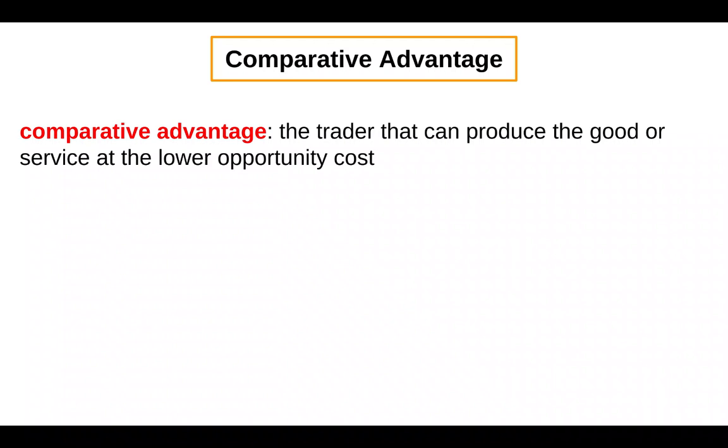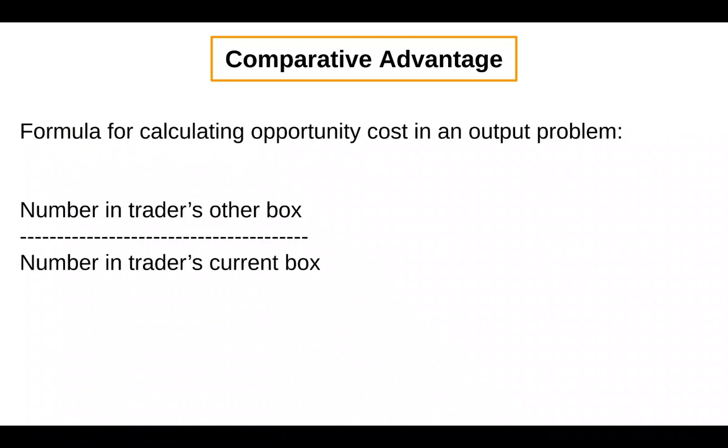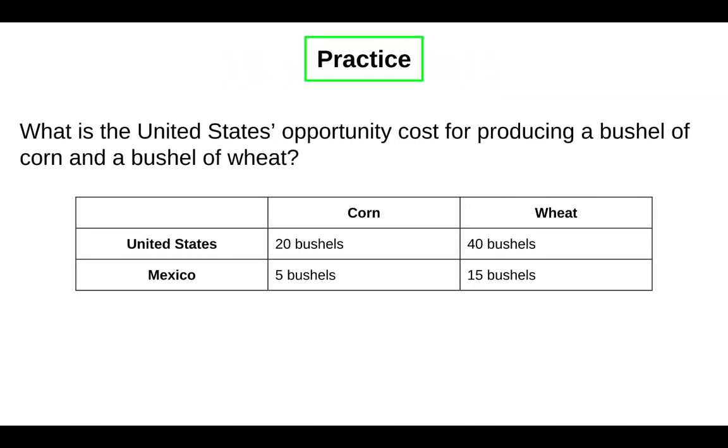In order to do this, we need to be able to calculate opportunity cost. And as you saw with absolute advantage, the fact that it's an output or an input problem is going to make a difference here. So for output problems, you're going to take the number in the trader's other box divided by the number in the trader's current box. And if you're like, what are you talking about, other, current box? Well, let's take a look at this, with other versus current box.